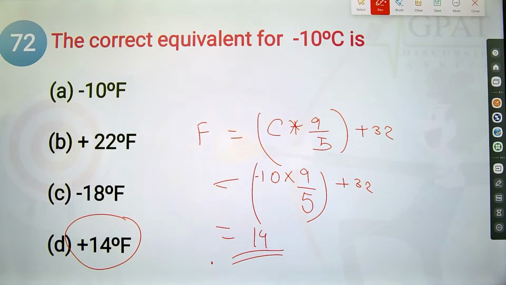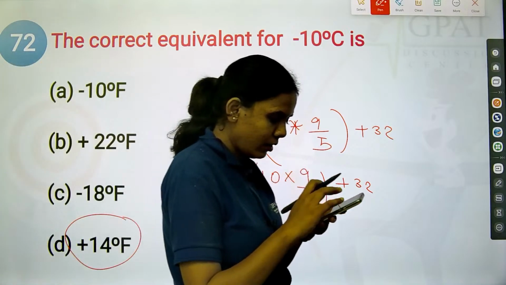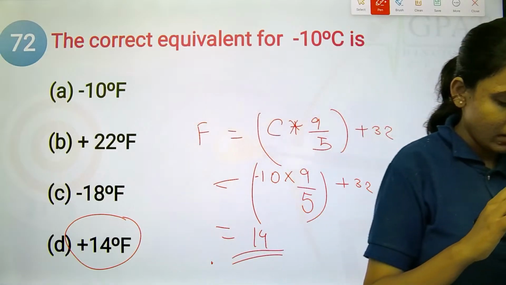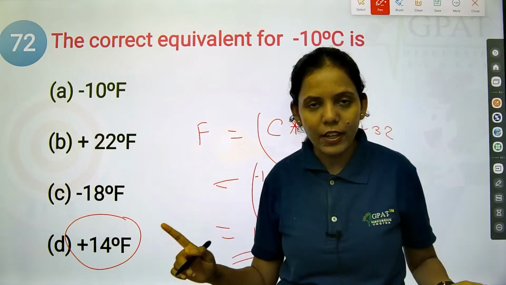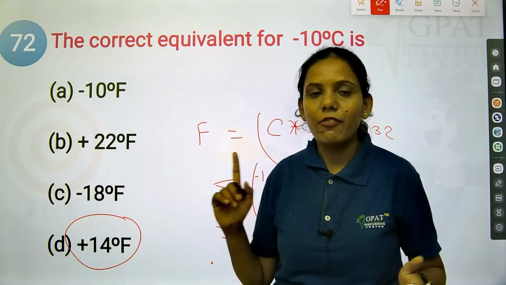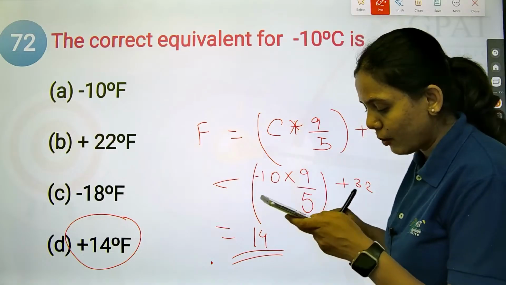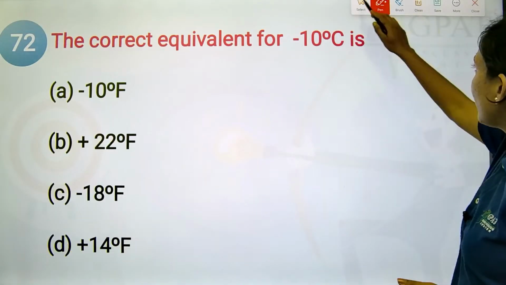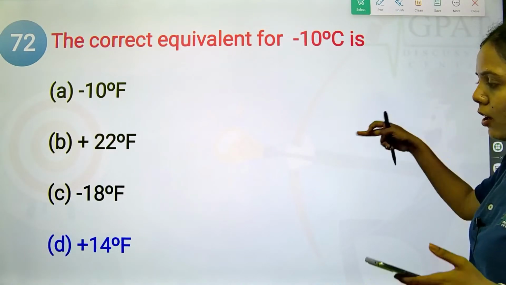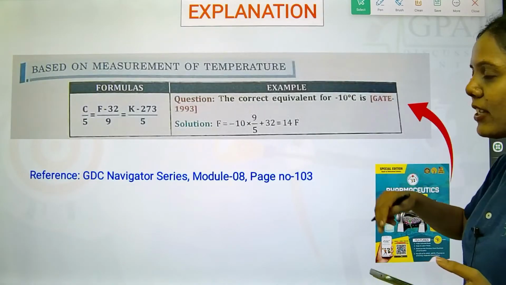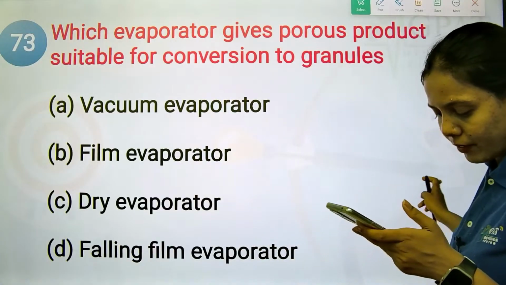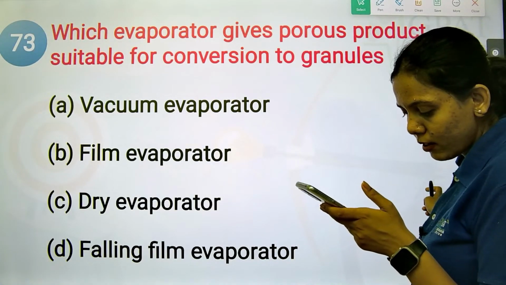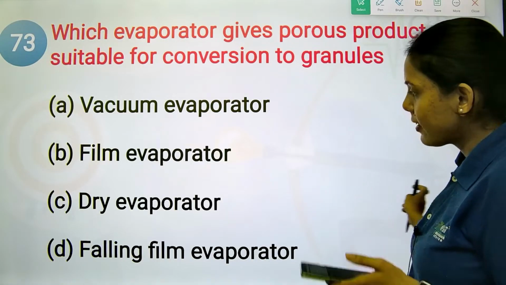So please remember what they are asking. Not Kelvin. Kelvin is different, Celsius different, Fahrenheit different. They are asking Fahrenheit. Okay. 14 is the right answer. Very good. I think everybody knows this. The formula also I told you. F is equal to degree Celsius into 9 by 5 plus 32. Very good. PK solutions, Krishna, Karthik, Sana. Very good.